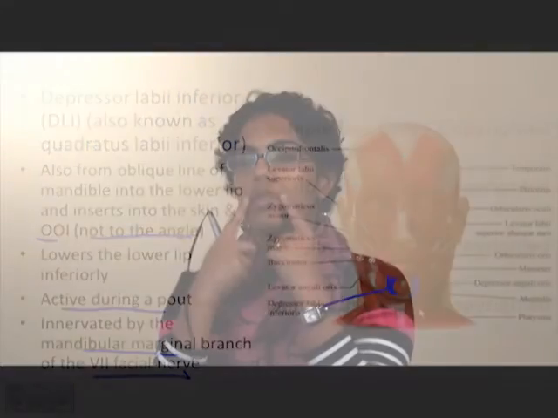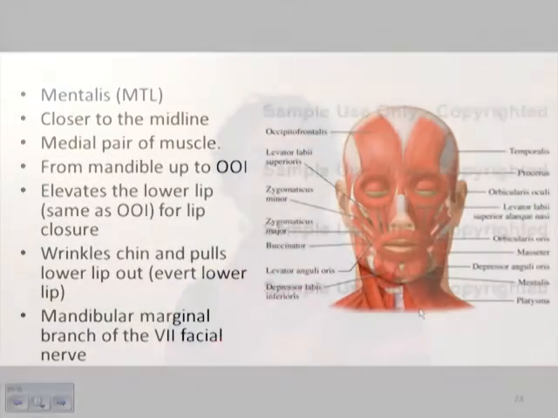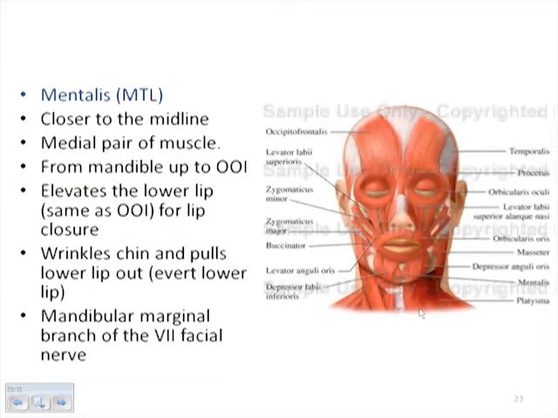So, depressor anguli oris, depressor labii inferioris, and both of these lower the lip. The mentalis is closer to the midline right here. That's your mentalis. It's the medial pair of the muscle from the mandible up to the orbicularis oris inferior. It elevates the lower lip, same as the OOI.